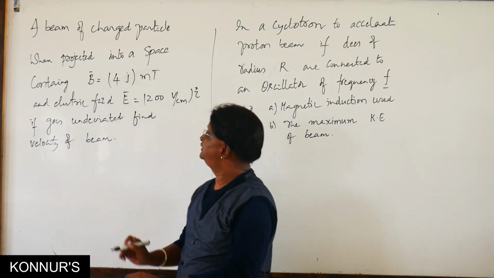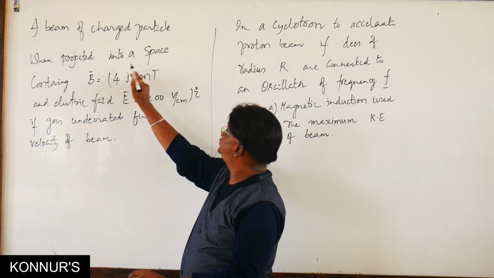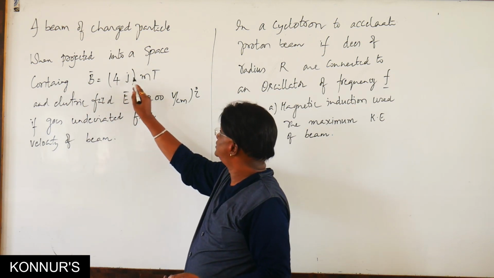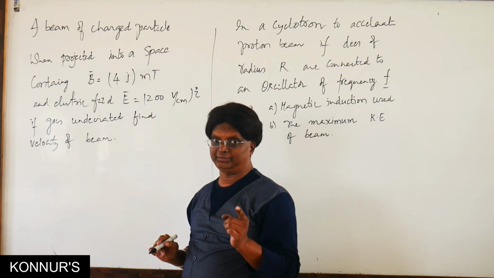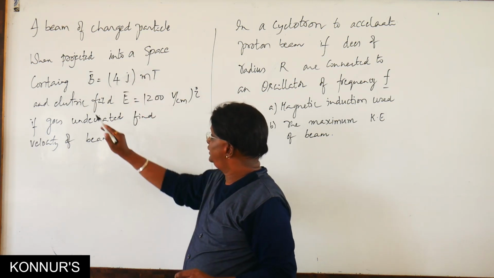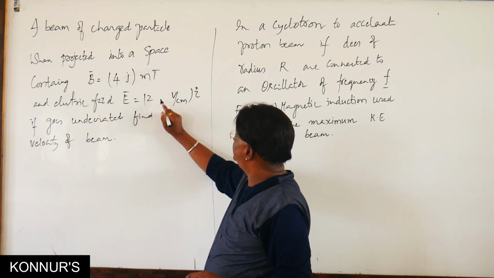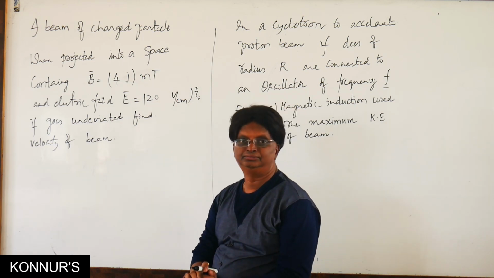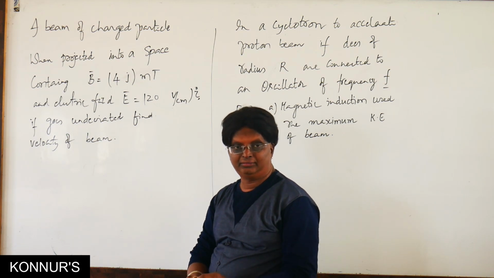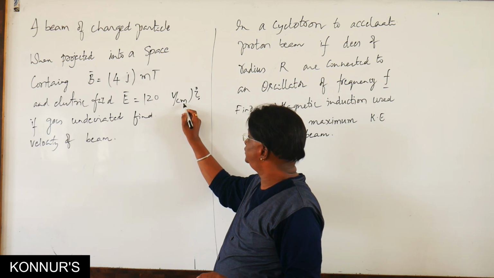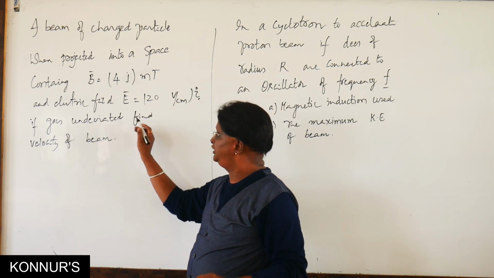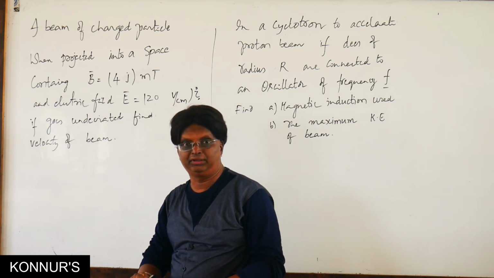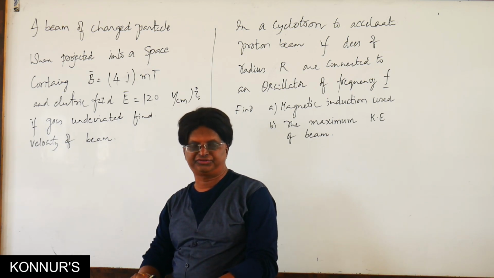First, let us read the question. It says, a beam of charged particles is projected into a space containing B bar. The magnetic induction vector is given as 4 j millitesla, and the electric field E is, suppose, 120 volt per centimeter, along i cap. Be very careful about the data and the units. If the beam goes undeviated in that space, find the velocity of that beam of charge. That is the question.